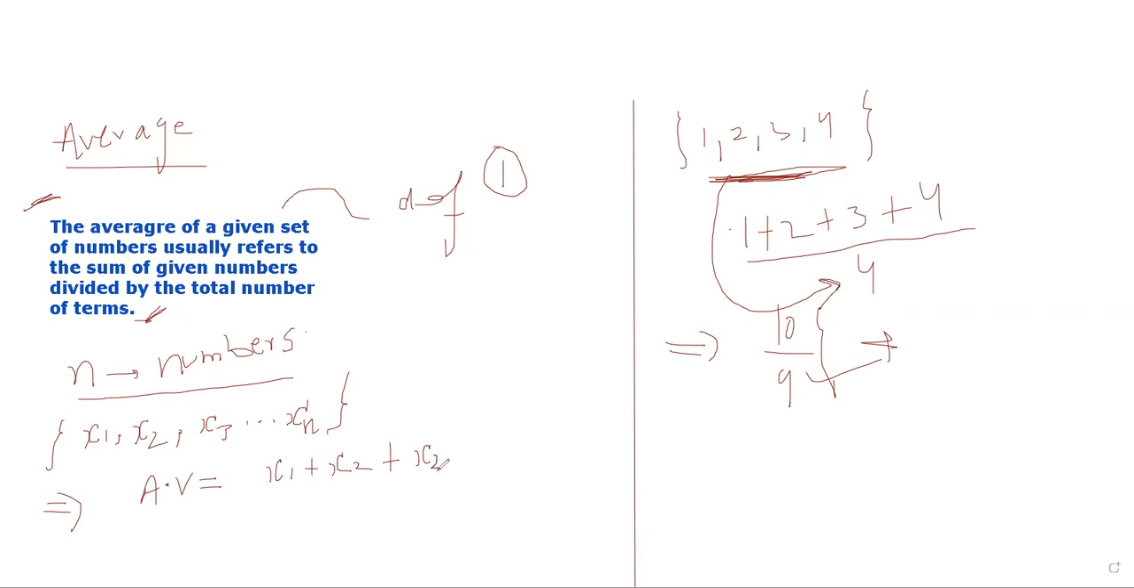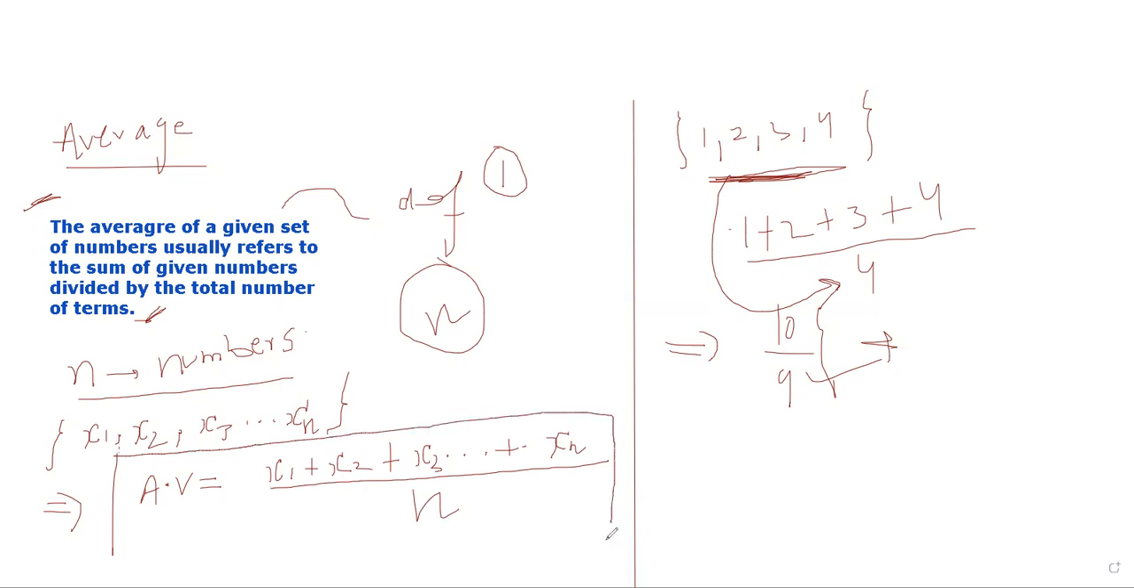Is it clear, my dear friends? And so on, plus the last term, which is xn. Xn whole divided by how many terms are these? Obviously, these are n terms. These are n numbers. So divided by n. So this will be the formula for calculating the average of n numbers. Is it clear, my dear friends? This will be the formula for calculating the average of n numbers.